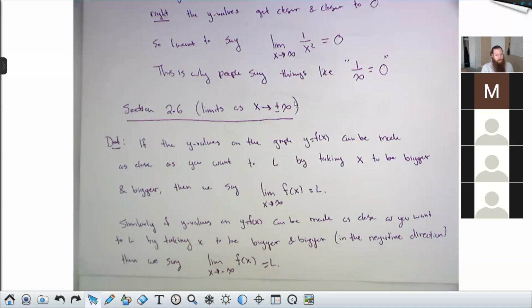As close as you want. So as close as you want to L by taking x to be larger and larger. Imagine you say, I want to get within like 0.01 of L. If you can manage that by making x bigger and bigger, then we would say that the limit as x goes to infinity of f of x equals L. As long as you can do that for any boundary, right? 0.01, 0.001. I'll hold here to take a second to write down these words: as close as you want to L.